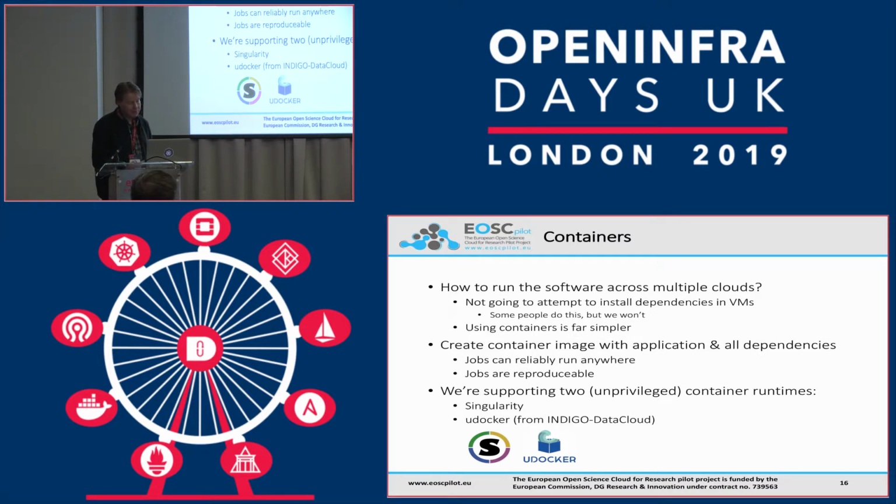Some people seem to actually try to develop complicated systems for installing all dependencies in virtual machines everywhere. But we're not going to do that, of course. It's just been much simpler these days to use a container. So we have to basically encourage users to create a container image that has the application and all dependencies. That way the jobs can reliably be run anywhere, and they will be reproducible. So we're using 2 different unprivileged container runtimes, Singularity and uDocker from In Your Data Cloud. For people used to HTC and HPC systems, these are the 2 most common container runtimes.